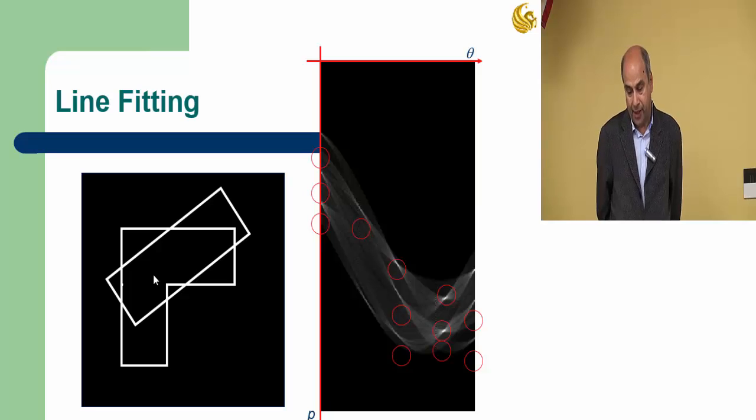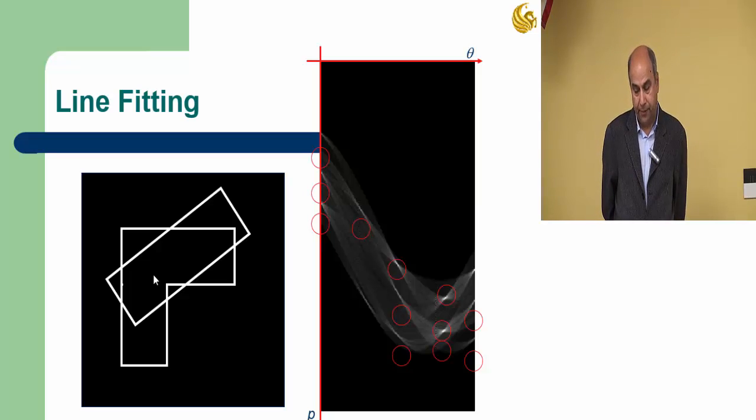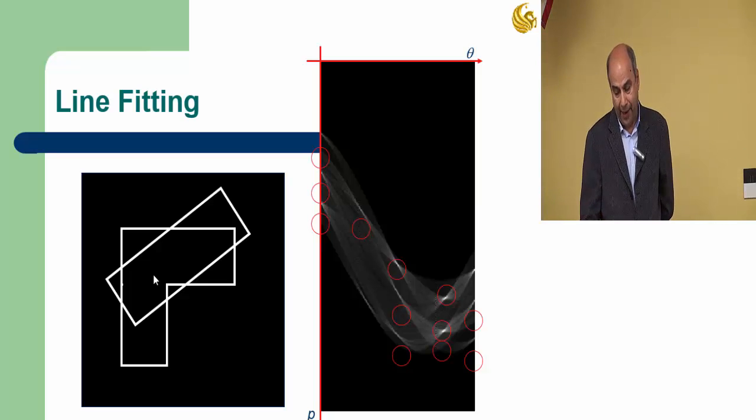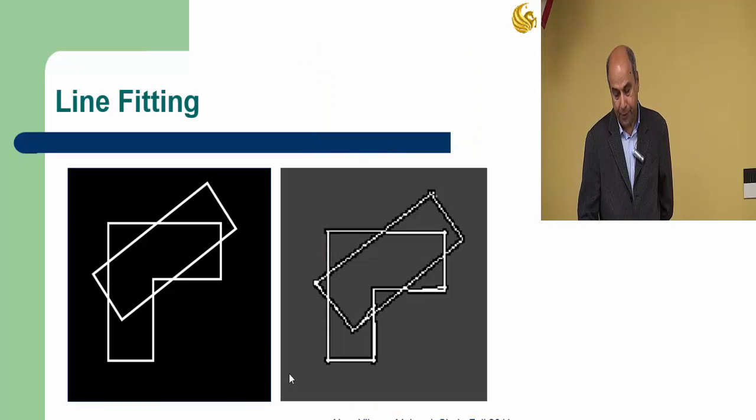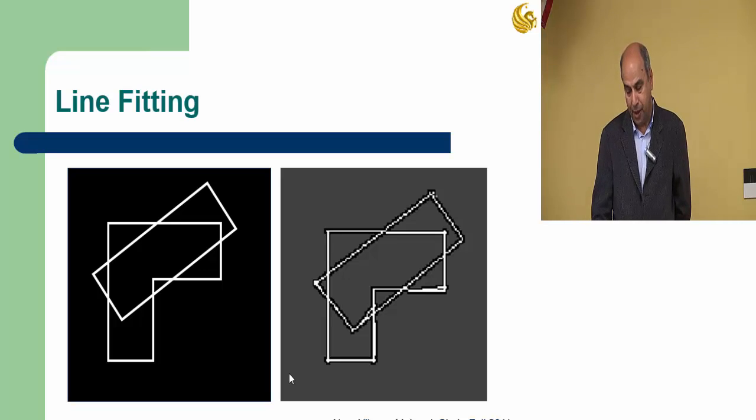So here are the examples, as you saw these different lines there. On the right side is the accumulator array of this picture, and we found these maxima in it, and these correspond to these different lines. Brighter is higher, and this one is theta, this one is p, and that's what you're going to do. Then you can go back and draw a line. So this is one line, this is another line, and so on.